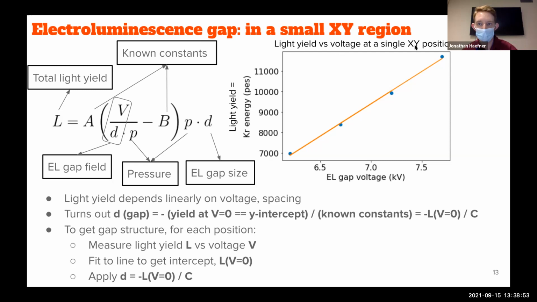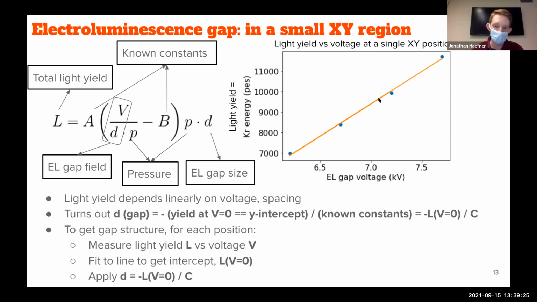If we fix a single XY position and look at how the light yield varies with EL gap voltage, the yield is linear in the voltage for krypton events. So it turns out that you can get the gap size, D, by looking at the y-intercept of this line, divided by some known constants. If you want to figure out what the constants are, you can rearrange this formula. The point is that to get the gap structure for each position, we can measure the light yield as a function of voltage.